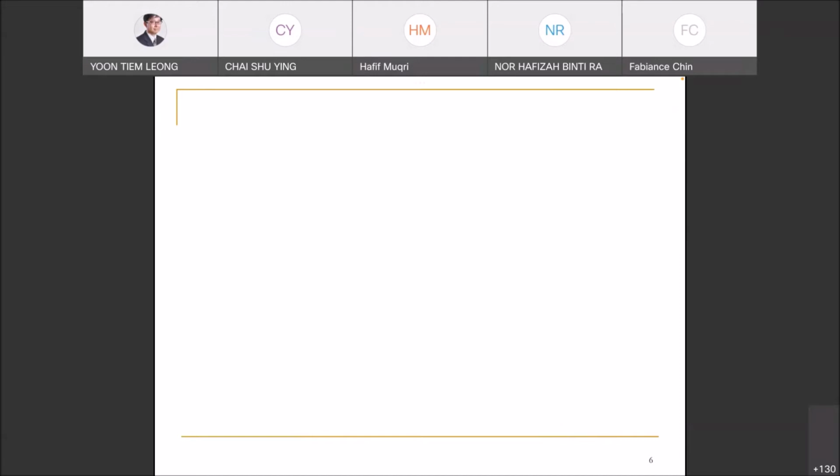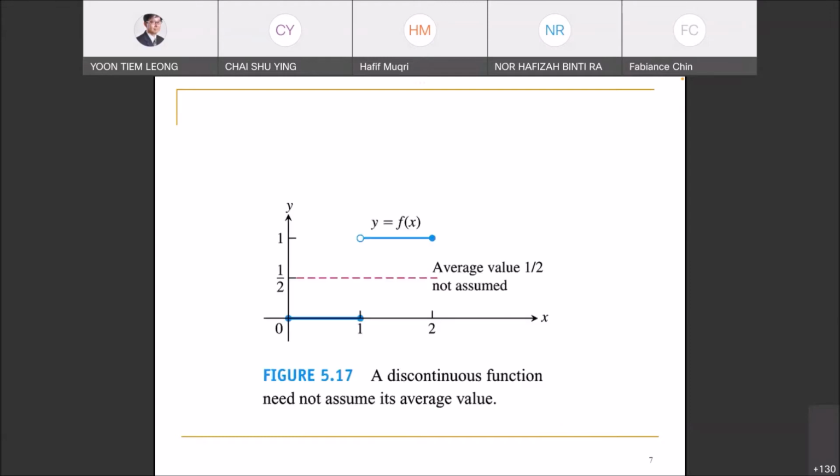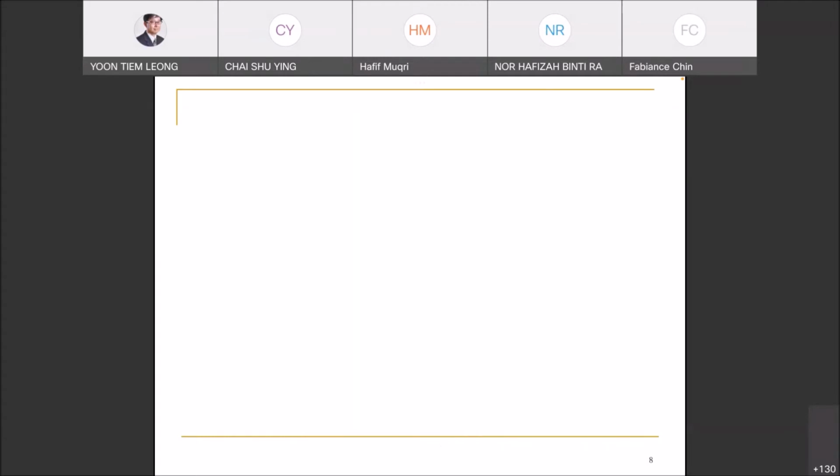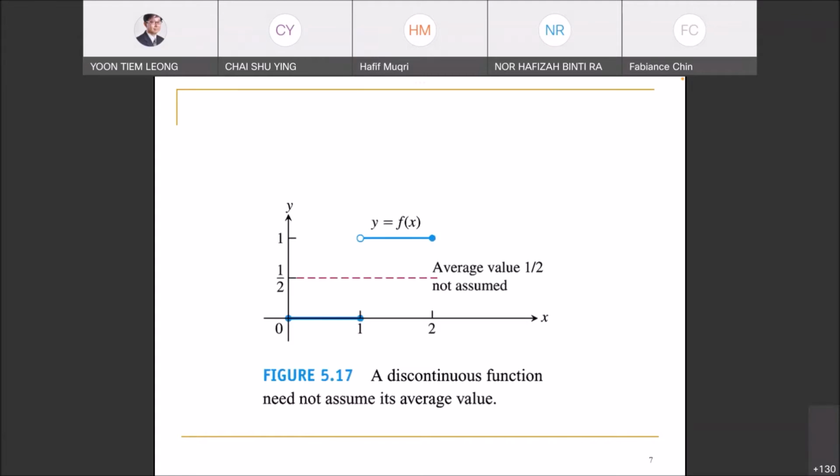This is an example, figure 5.17. It is not showing on the screen. It's supposed to show you the, okay, I think this is what I want to show you. So this is a counter example that shows that if you have a function that is not continuous, then you are not guaranteed by this theorem 3.